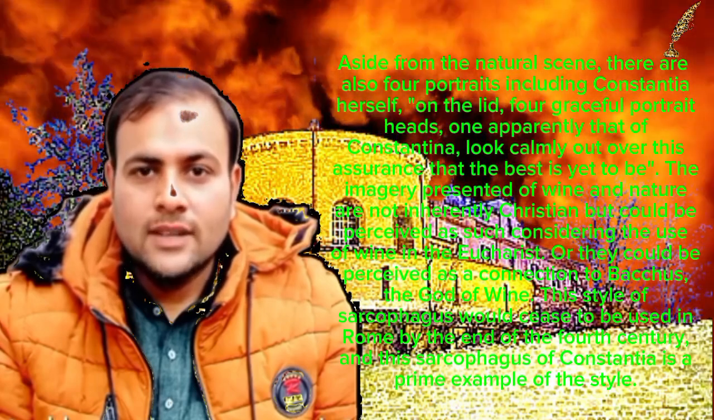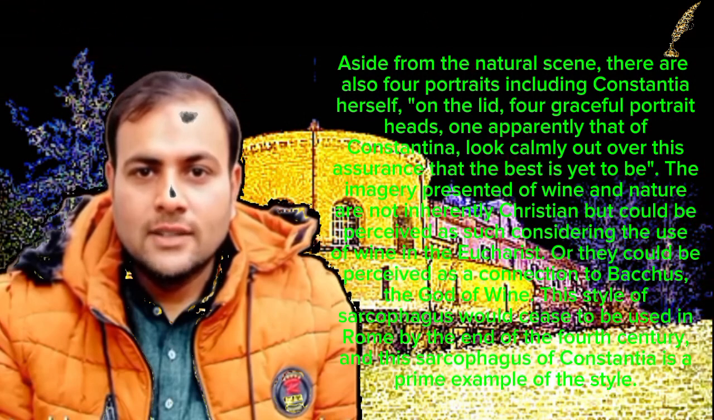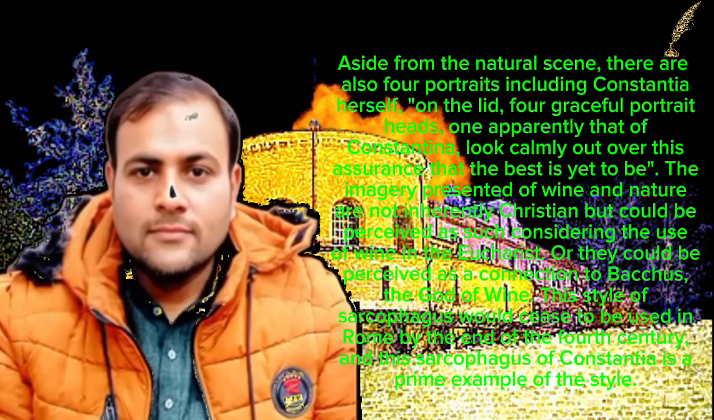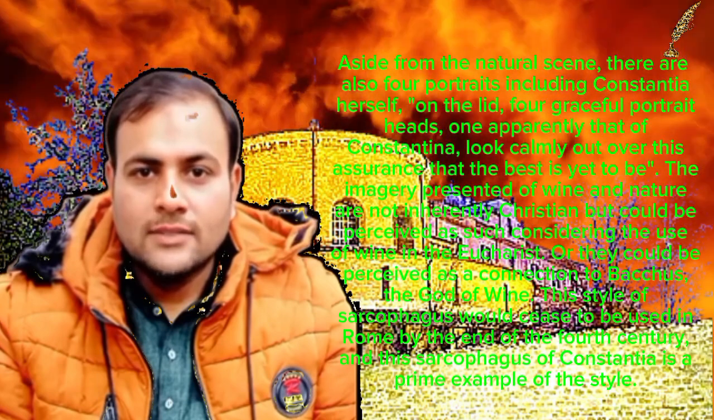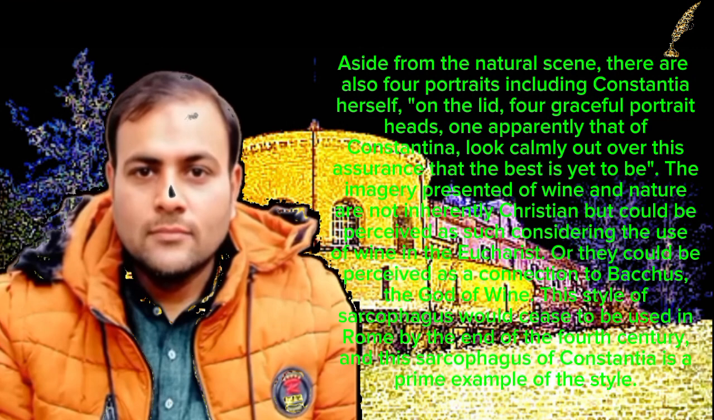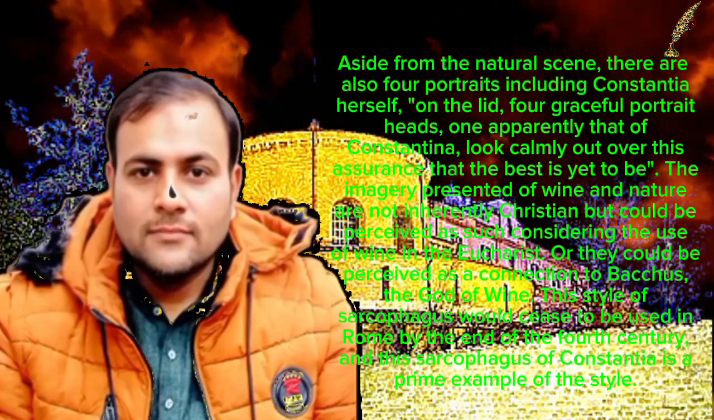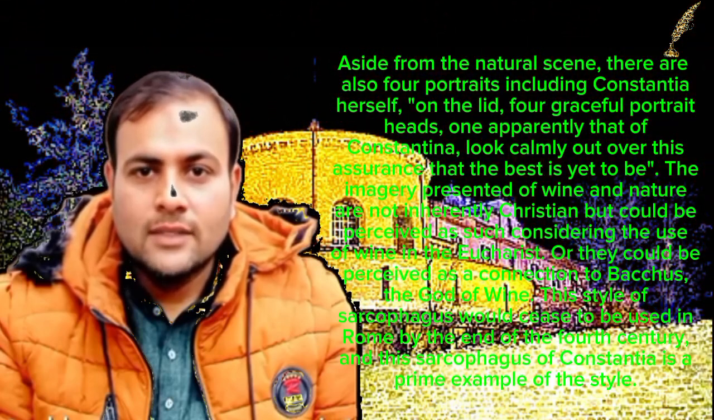The imagery presented of wine and nature are not inherently Christian but could be perceived as such considering the use of wine in the Eucharist, or they could be perceived as a connection to Bacchus, the god of wine. This style of sarcophagus would cease to be used in Rome by the end of the 4th century, and this sarcophagus of Constantia is a prime example of the style.